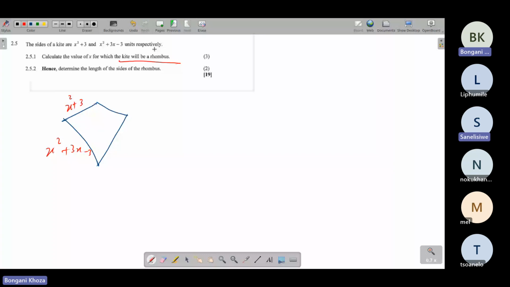A kite has 2 short and 2 long pairs of sides. Like that. So 1 pair that's short, 1 pair that's long. A rhombus has all the sides being equal. So they're saying calculate the value of x for which the kite will be a rhombus. If it's a rhombus, that means all the sides have to be equal.